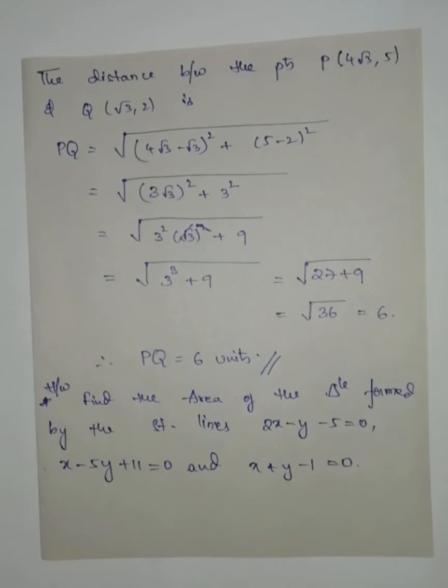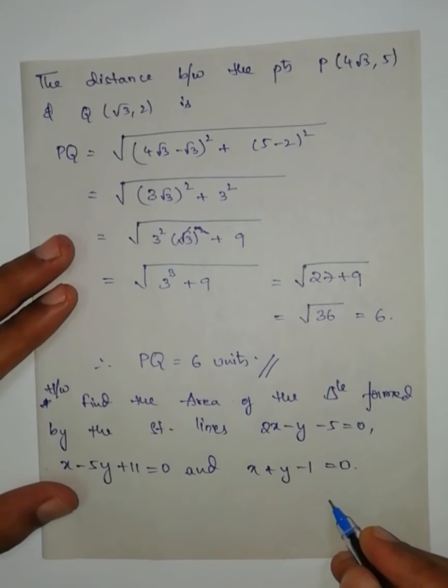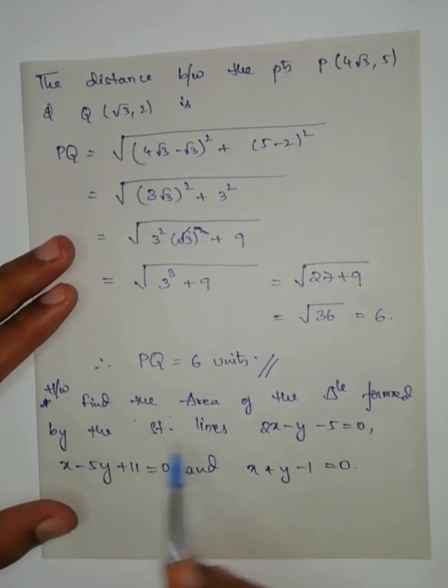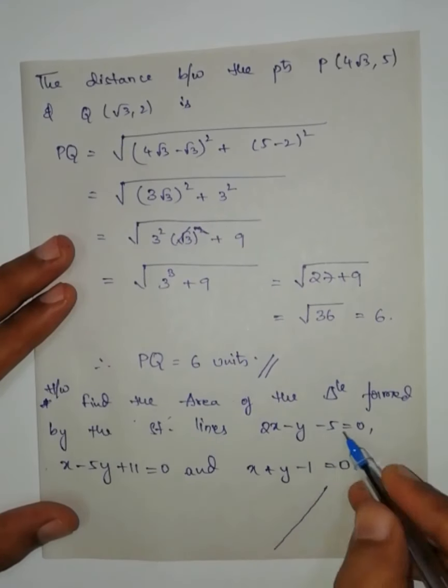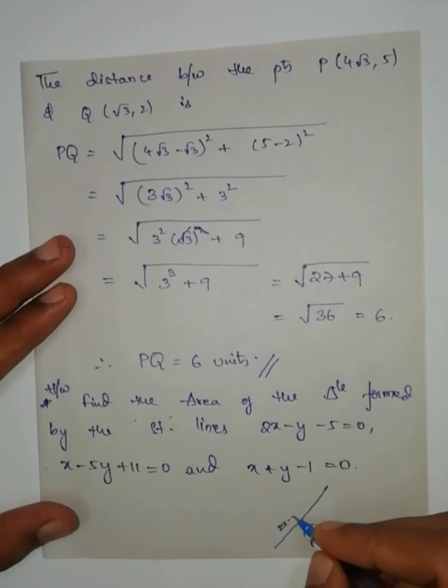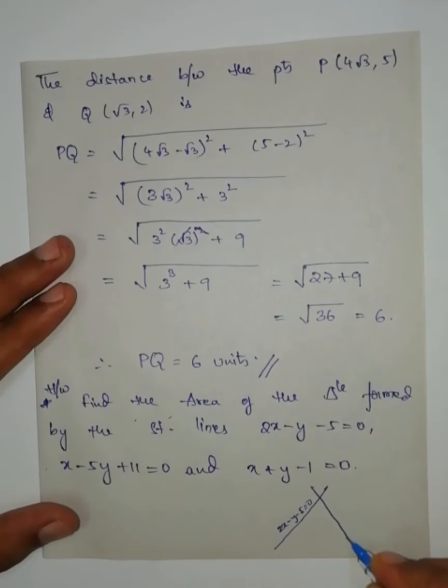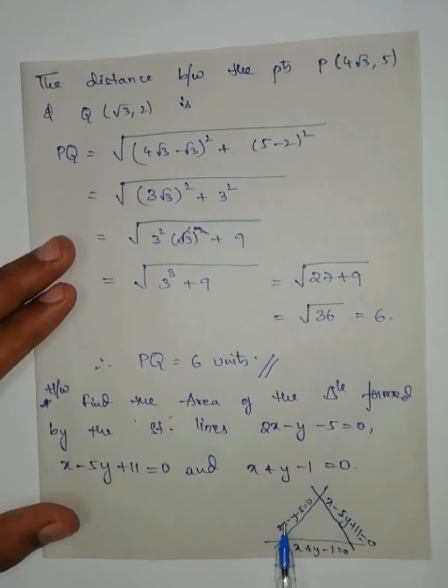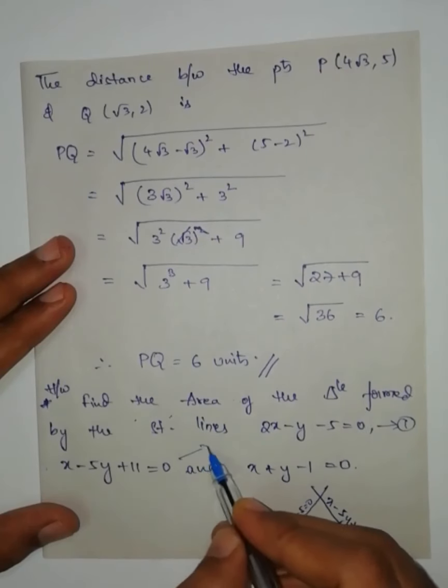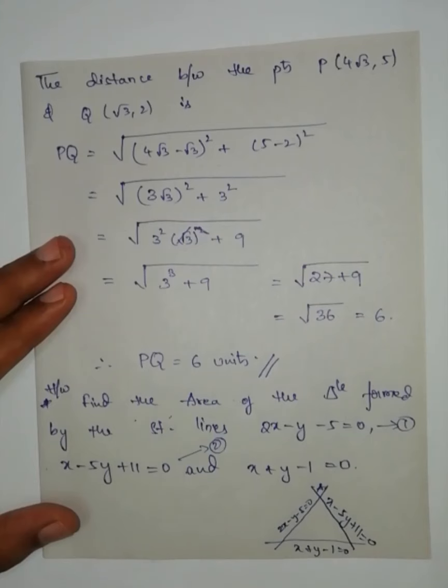Here we have to find the area of a triangle formed by the straight lines. This is the one straight line, let us take 2x minus y minus 5 is equal to 0. This is another straight line, x minus 5y plus 11 is equal to 0. And this is the third straight line, x plus y minus 1 is equal to 0. Solve equation number 1 and 2, we will get this point A. Solve 2 and 3, we will get B. Solve 1 and 3, we will get C.